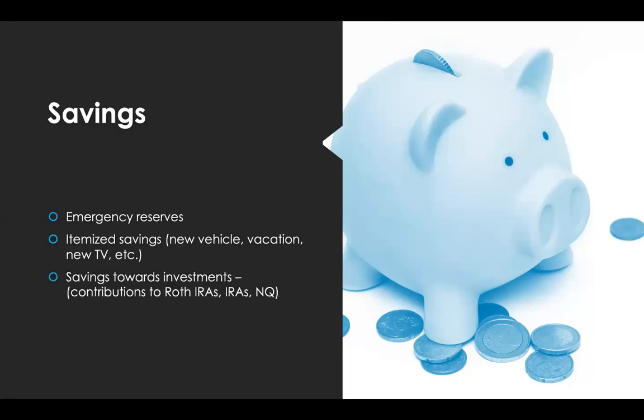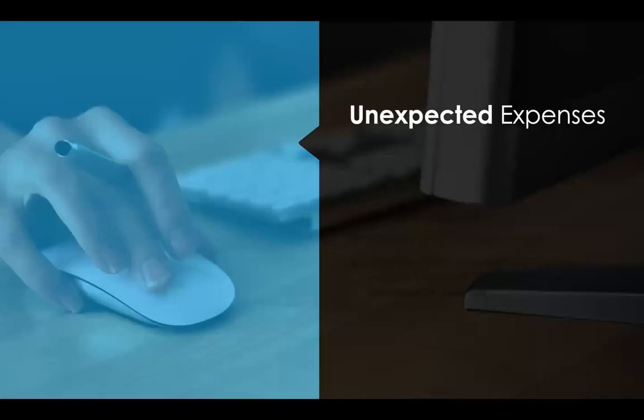All right. And then the last step, savings towards investments. So if you have after-tax contributions towards your Roth IRA, or if you make a deductible contribution to your IRA, it's still money coming out of that net take-home pay. So we want to account for it. All right. And then the last category is unexpected expenses. So a headlight goes out. This is a big one. You forgot to buy a birthday gift.